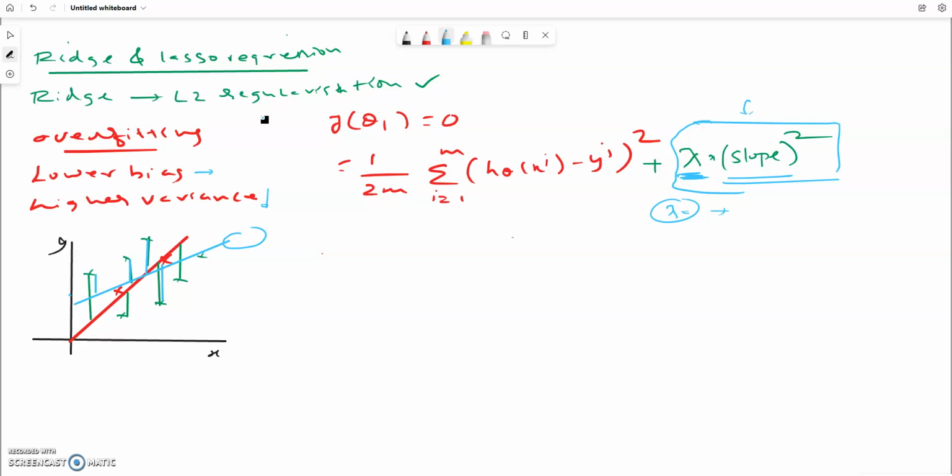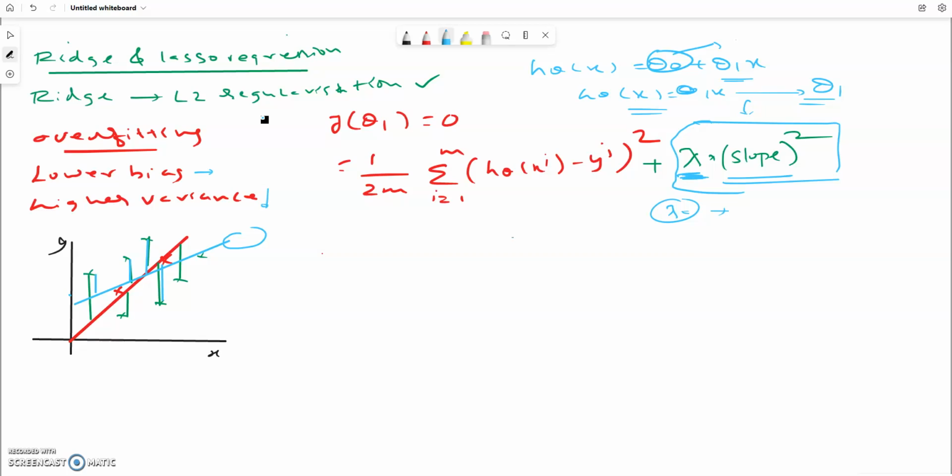Let me just say that we already know that h theta of x is equal to theta naught plus theta 1 into x, right? Now what is our slope here? Our slope: h theta of x is equal to theta 1 into x, because it is passing through 0. Our intercept is 0 in this case for a red regression line. Okay, now we have a slope theta 1 here.